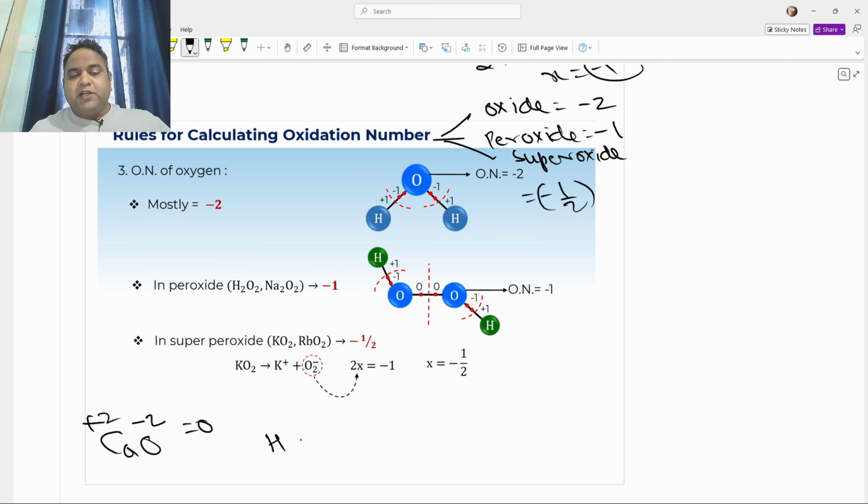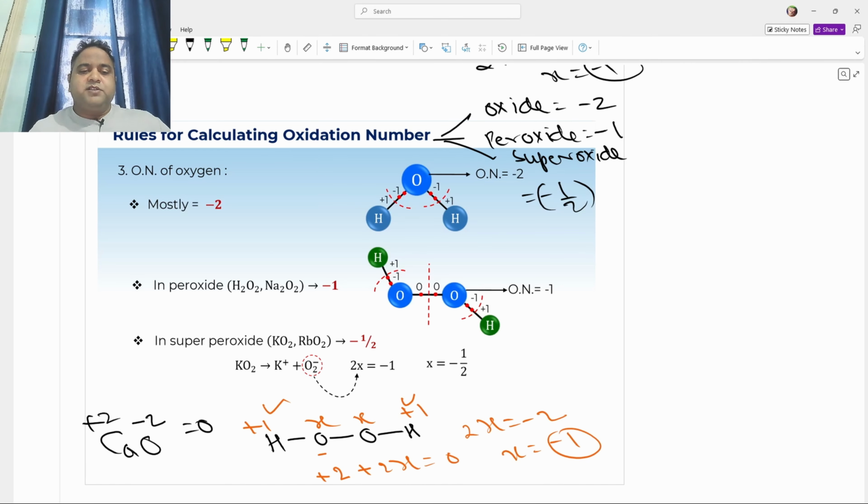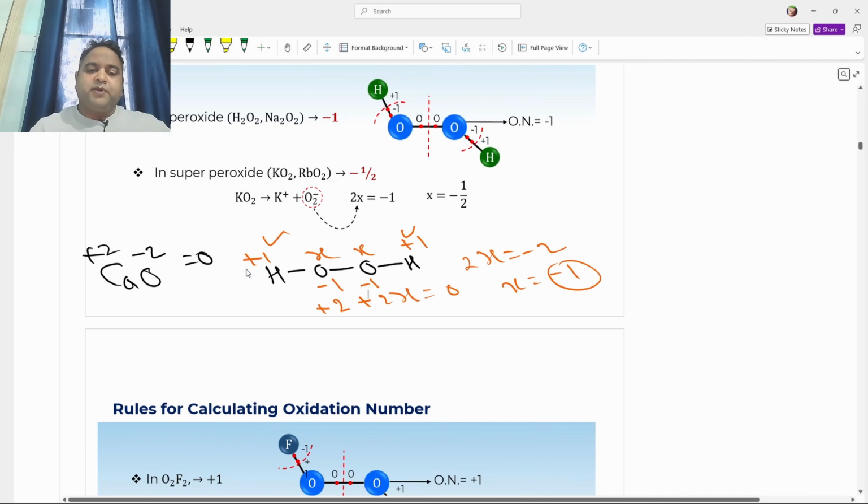I'm talking about the peroxide, hydrogen peroxide, H2O2. Mathematically we are going to calculate: hydrogen is having plus 1, and for oxygen we consider x and x. So the total positive charge sum: +1 +1 +2x is equal to 0. So 2x can be written as minus 2, so x is equal to minus 1. Each oxygen is having minus 1.